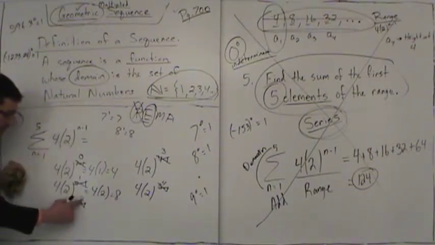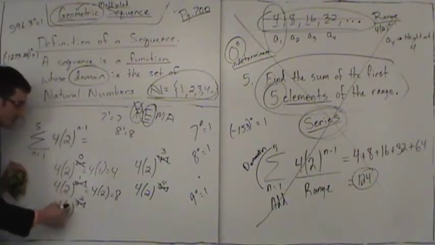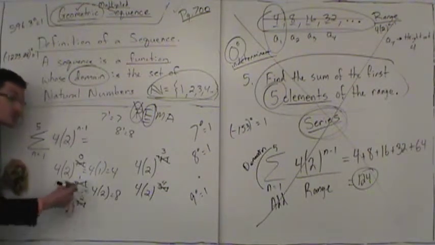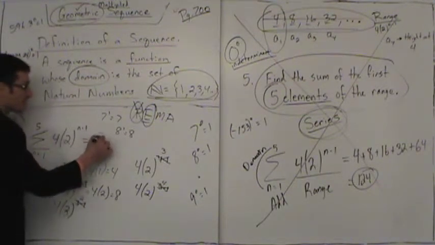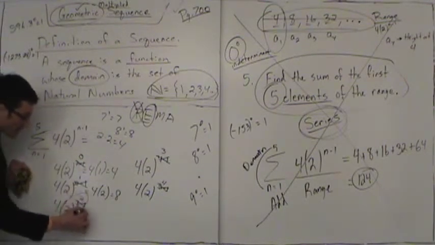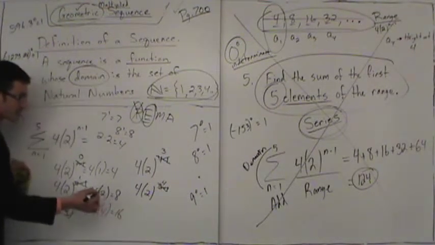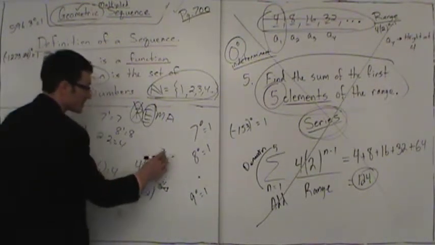And now we do 2 squared. Okay, so now we're looking at 2 squared. 2 squared does not mean 2, 2 squared means 2 times itself. So we're looking at 2 times 2, which is what? 4. So 2 squared is 4. We end up with 4 times 4, which is what? 16.